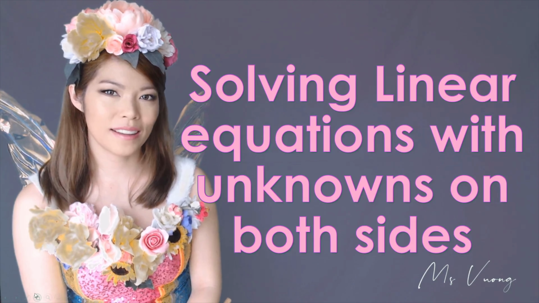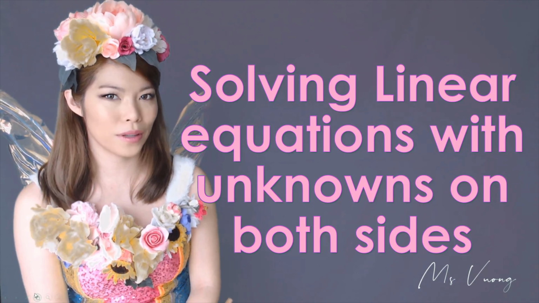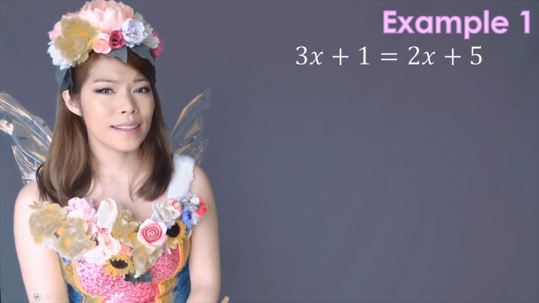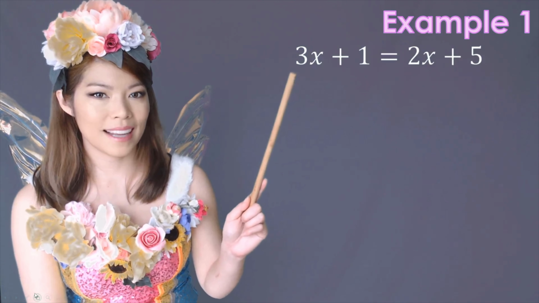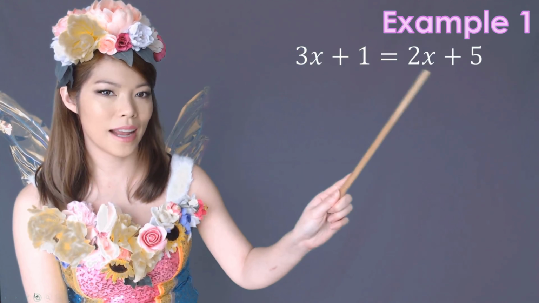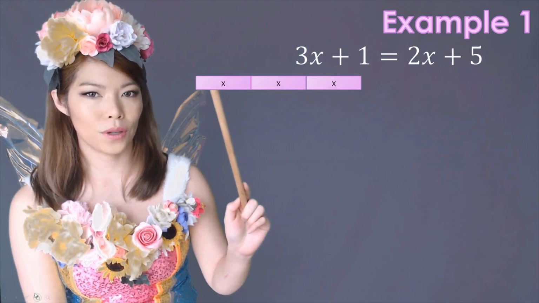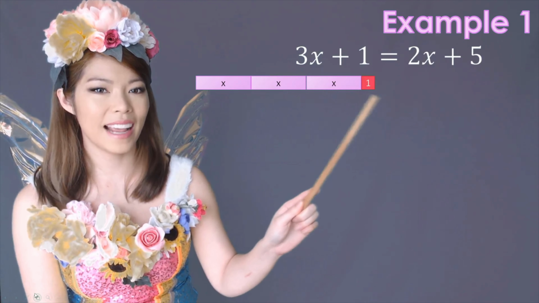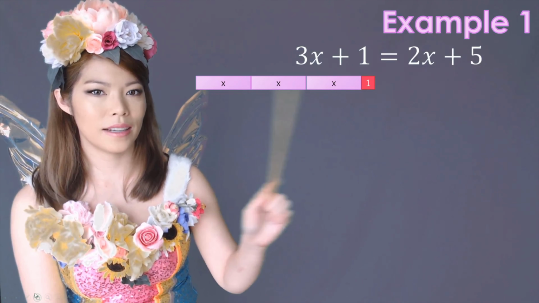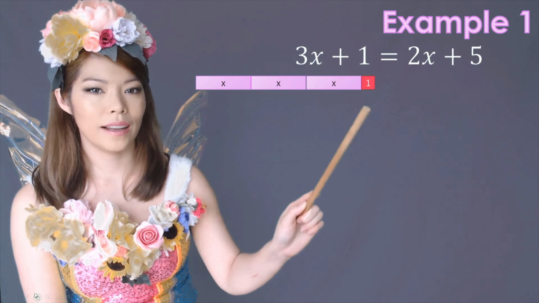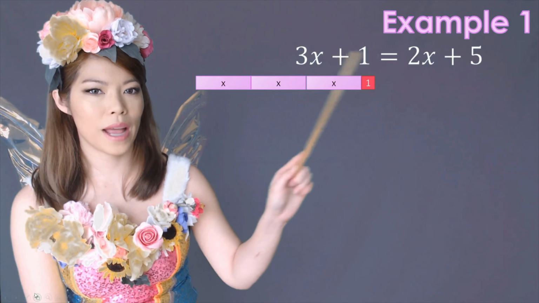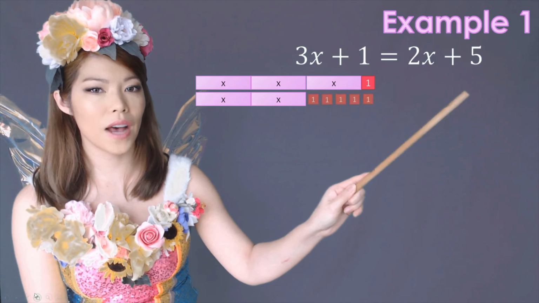Today we'll be looking at solving linear equations with unknowns on both sides. What does that mean? It will look like something like this. See, there's x on the left side and x on the right side. I can represent this using boxes for you. So there's 3x's plus 1 and the right side is equal because it says equal. So the length will be the same, but now we have 2x's plus 5.